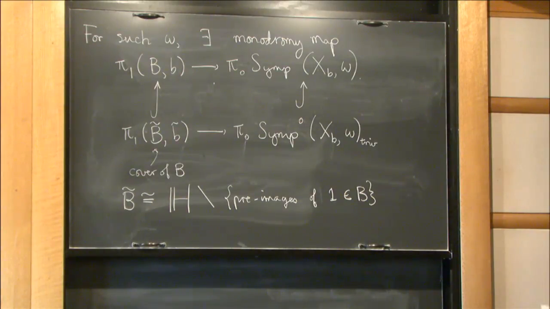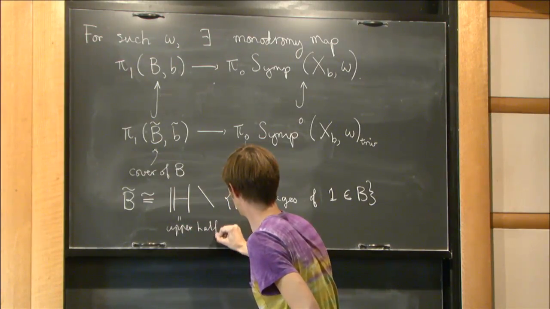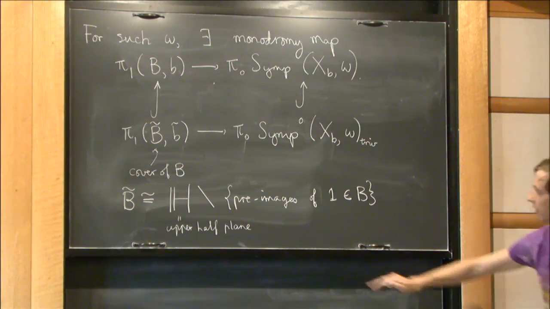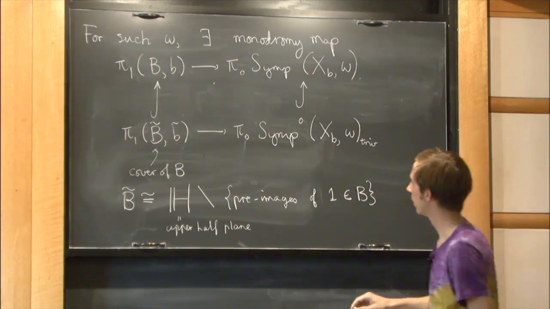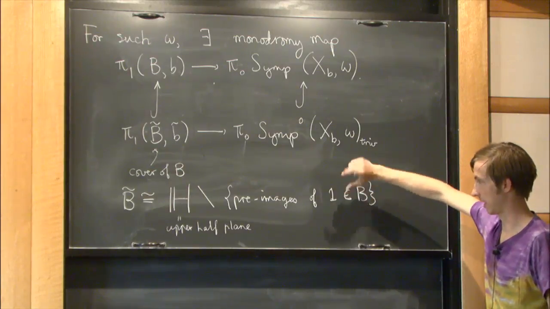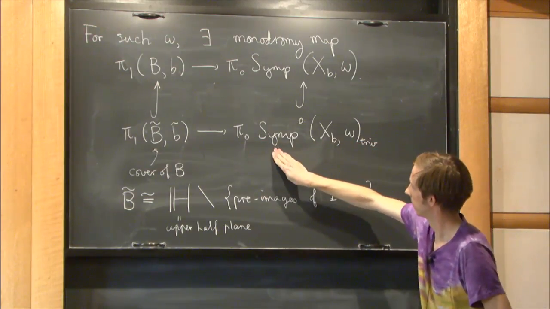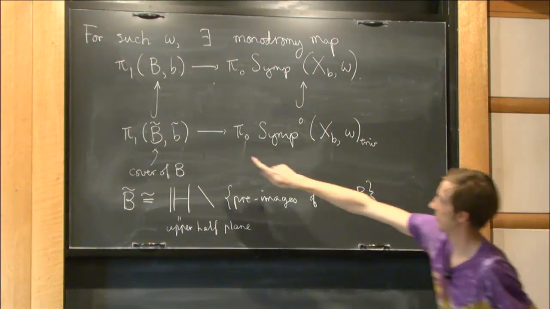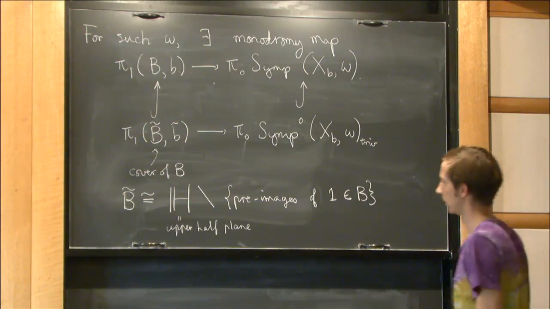This cover is going to be the upper half plane minus all the pre-images of this 1 that we punctured from B. And the monodromy around each puncture is going to be a squared Dehn twist. Its image in here is going to be the squared Dehn twist. And we know all of those are smoothly trivial. So in fact, this map lies in a smoothly trivial symplectic mapping class group. All right.